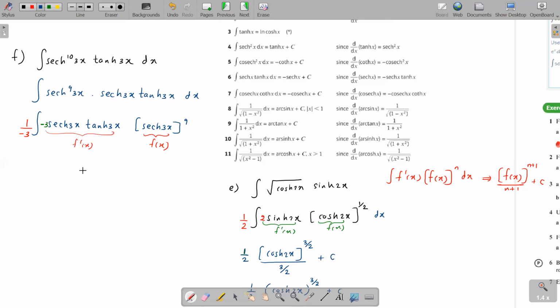So then we can integrate now. Minus 1 over 3 stays out. The f x is sech 3x to the power 9 plus 1 is 10, divided by 10. And don't forget the plus c. The final answer will be minus 1 over 30 sech 3x to the power 10, or we can write sech to the power 10 3x plus c. Okay, so that's it.